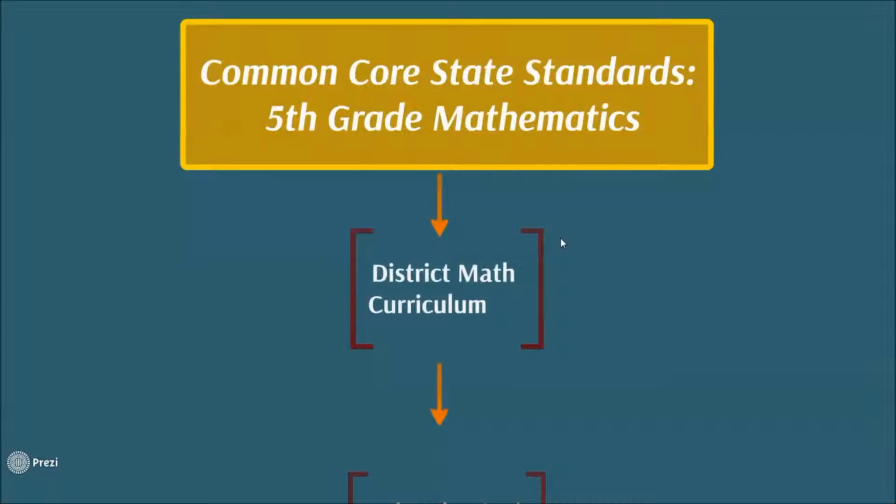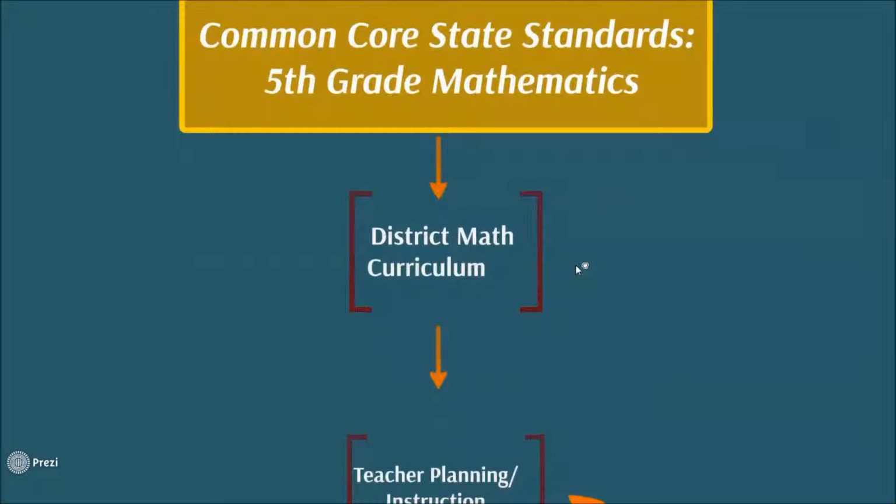And so if you look at my flow chart, it all starts with Common Core state standards for fifth grade mathematics. And then from there, we use those standards to choose our district math curriculum. We looked at a couple curriculum programs, and we chose Go Math. And Go Math is completely based off of all the standards. Every single lesson in that math book lists at the top the standards that it teaches, and also puts it in kid-friendly language, which is really nice.